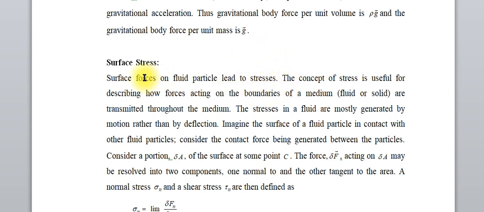So surface forces on fluid particles lead to stresses, and we will support this sentence from the schematic diagram or the pictorial representation, showing how the force acting on an infinitesimally small unit area generates stresses. The concept of stress is useful for describing how force is acting on the boundaries of a medium, that is fluid or solid.